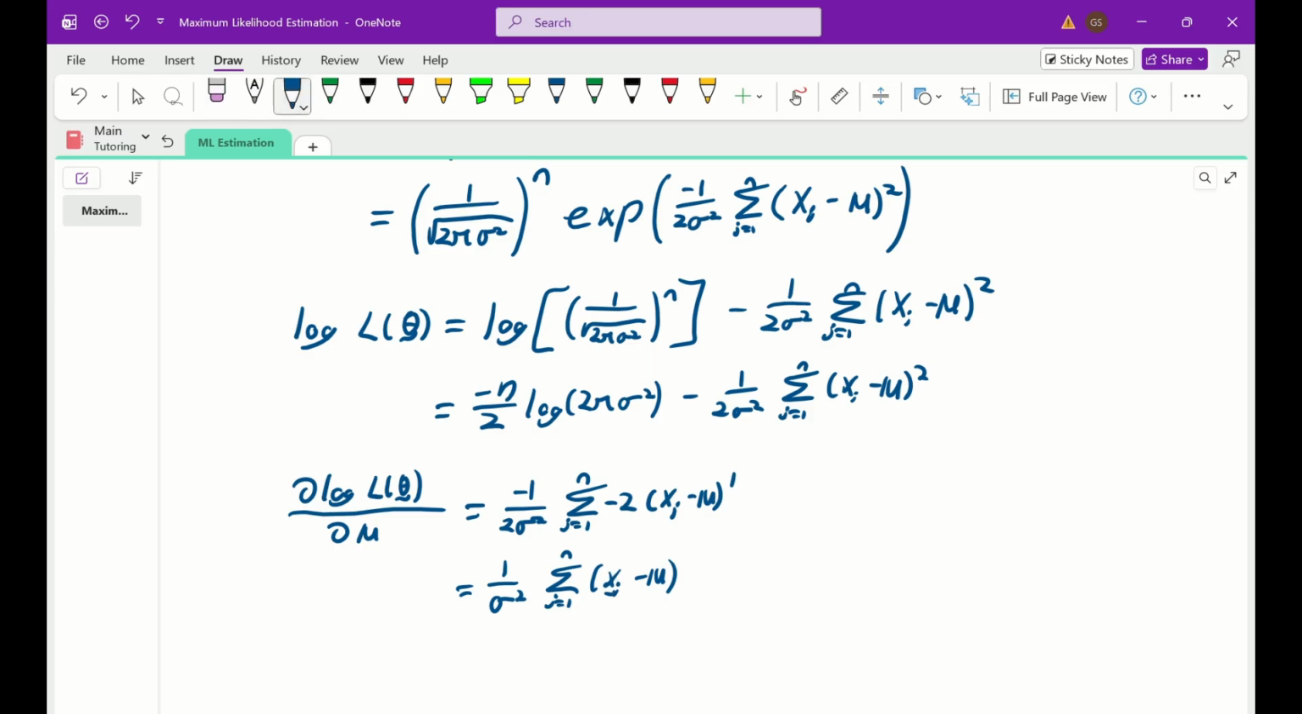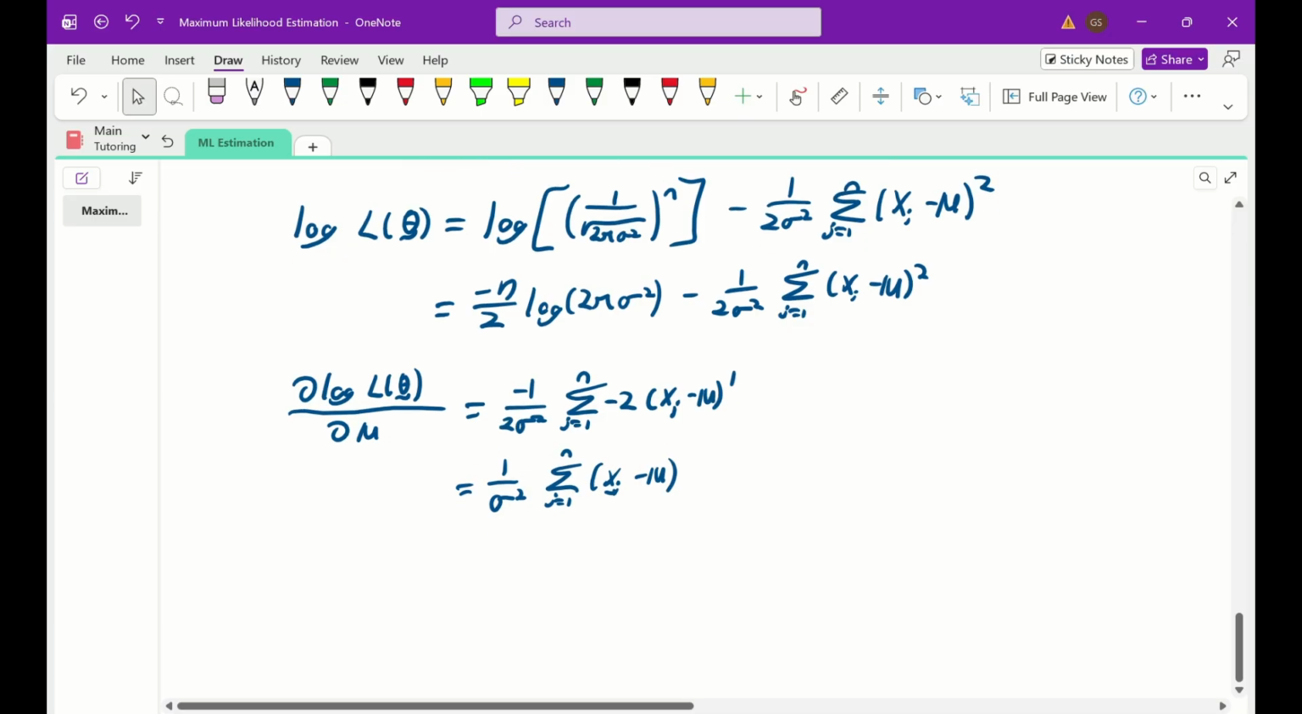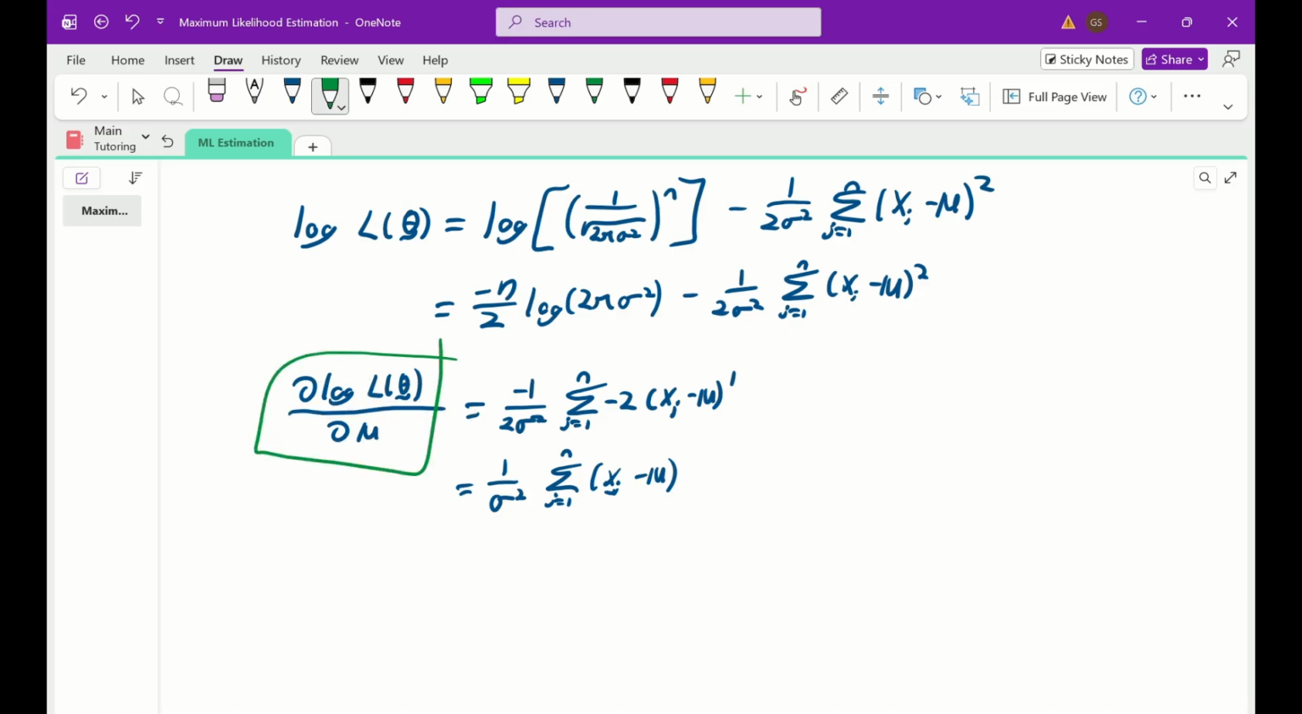Okay, so that's what we've got. And now to solve for the MLEs, we just need to solve for when the score statistic is 0, right? So this is the score statistic. As I said, there are going to be two different parts to it because we can take the partial derivatives with respect to mu and with respect to sigma squared, but we're just working with mu right now. And so we'll set this equal to 0. So 0 is equal to 1 on sigma squared, sum j equals 1 to n of xj minus mu.